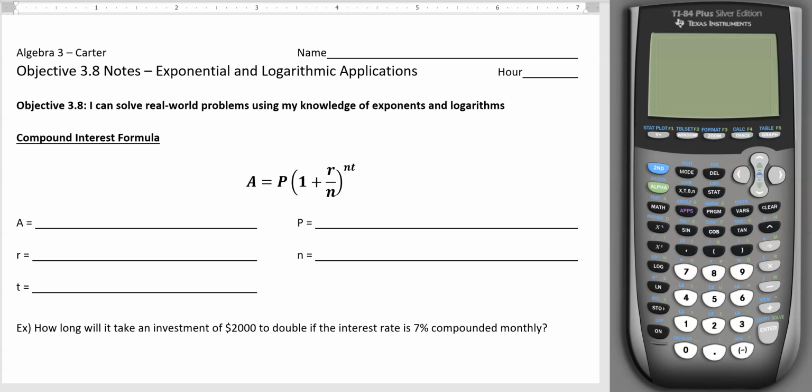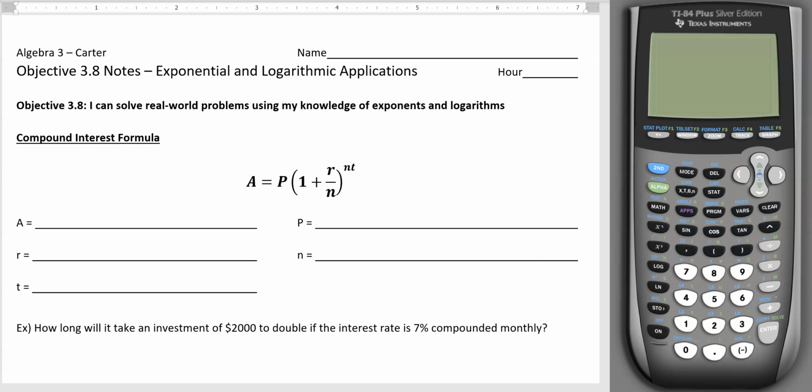So, today is all about using formulas that are either manufactured or that appear naturally in nature, and using them to answer questions. And all of these formulas will be exponential in their nature. So we'll have to use our knowledge of exponents and logarithms to solve. The first formula we're going to look at is the compound interest formula.